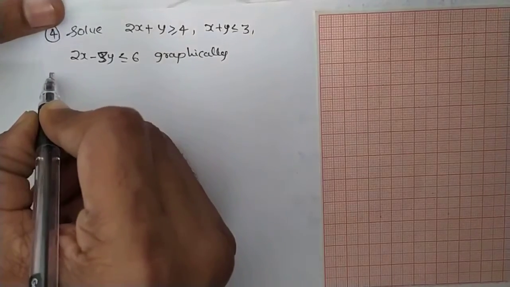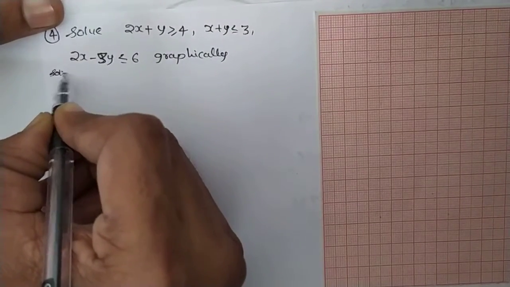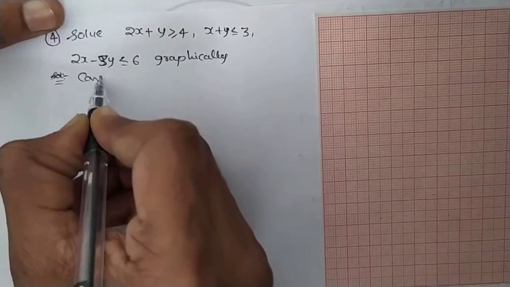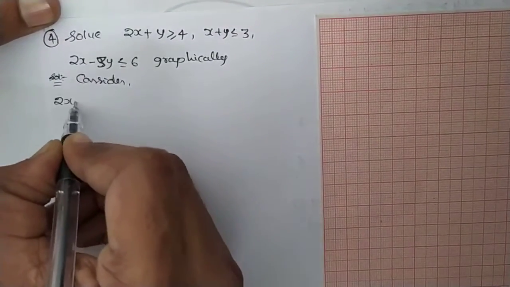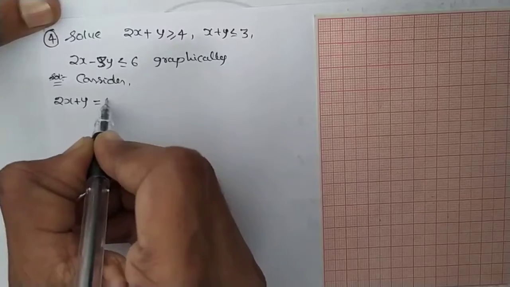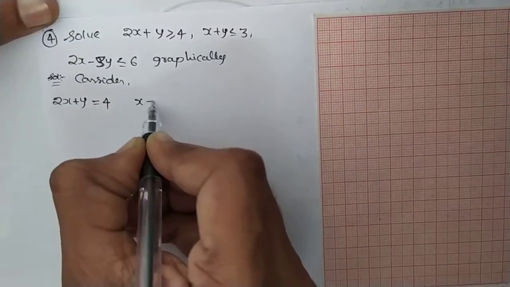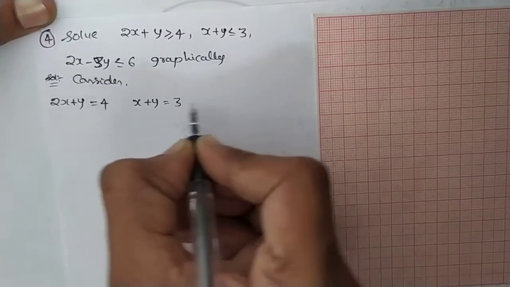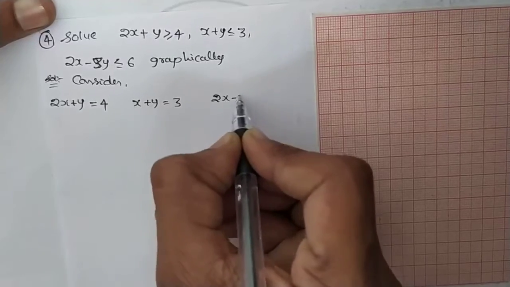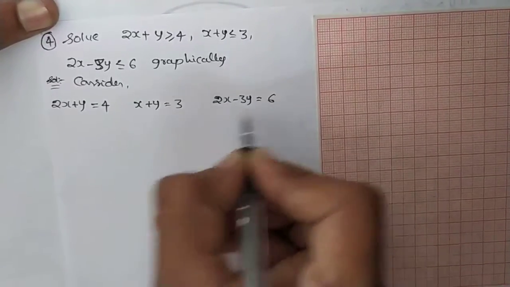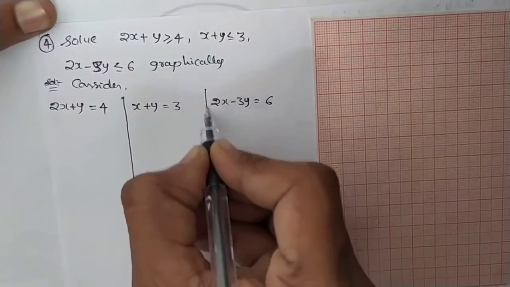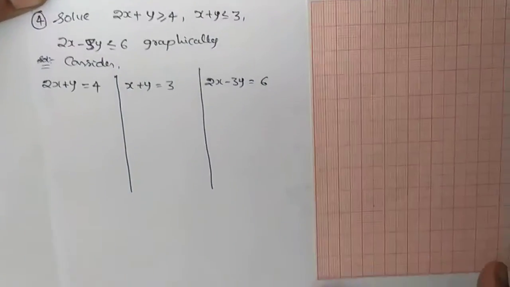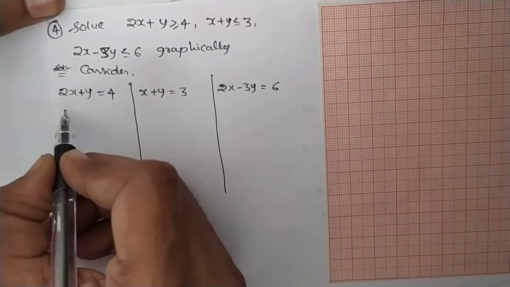Now, whatever the inequality is given, we have to consider what? Equal. Let us consider the given inequalities as equal. Consider 2x plus y equals to 4, x plus y equals to 3, 2x minus 3y equals to 6. Solve these 3 equations. Yes, second step is what?